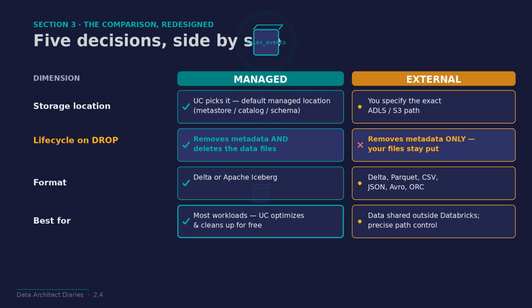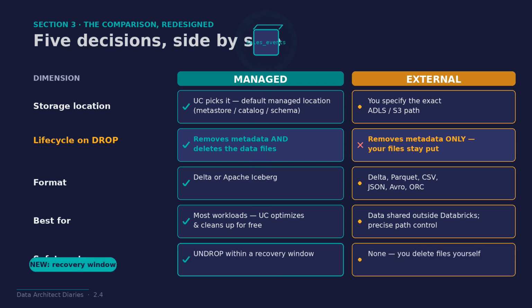The next one is best for. For managed, honestly most workloads: if only Databricks touches the data, let Unity Catalog own it. You get automatic optimization and cleanup for free. And for external, existing data shared with systems outside Databricks, or when you need precise control over the physical path. The last one is a dimension your table did not have. I am adding it for the safety net.